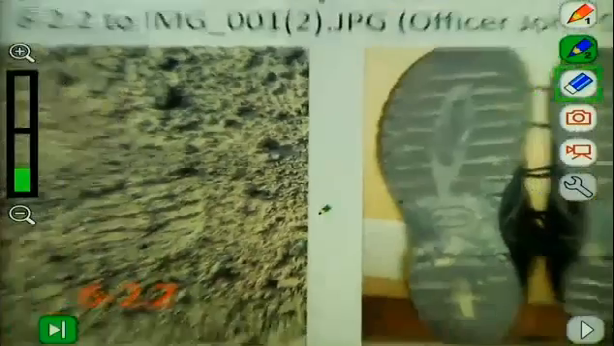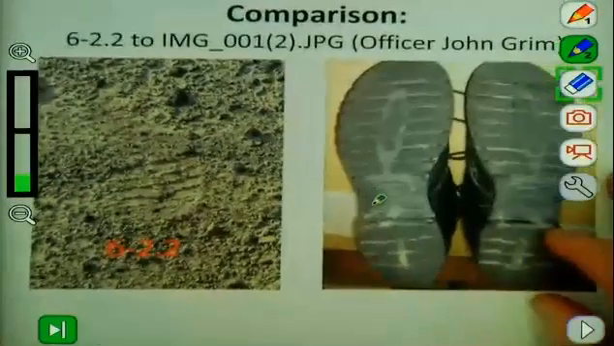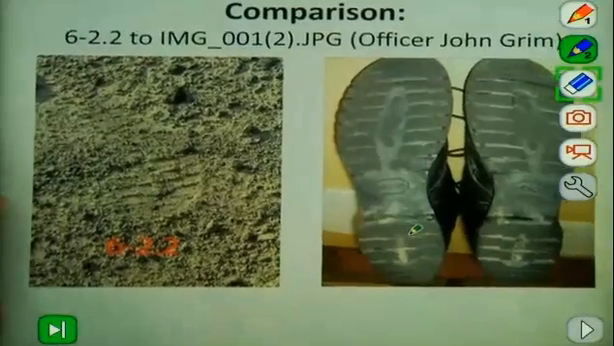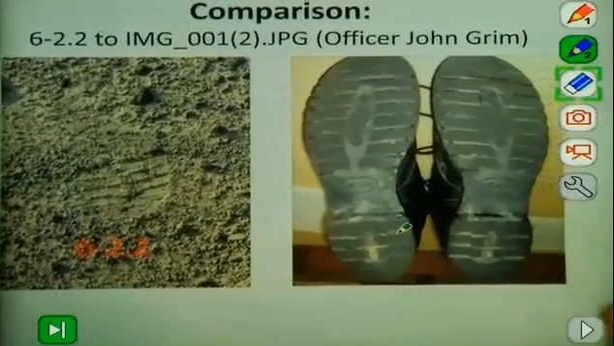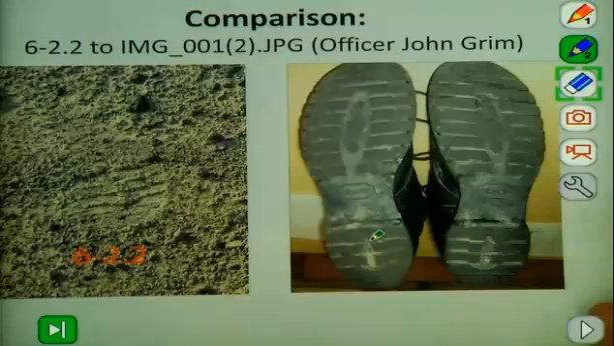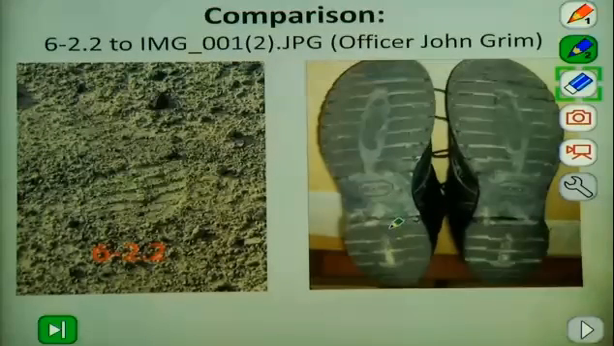Yes. So I'm placing this next document on the overhead. 6-2.2 that we were just showing us is on the left, and a pair of boots indicating Officer John Grimm on the right. Correct. Can you just show us any similarities that you see between the footwear impression and the boots? Okay, again, that line that runs through the longest part of the heel, being right here.